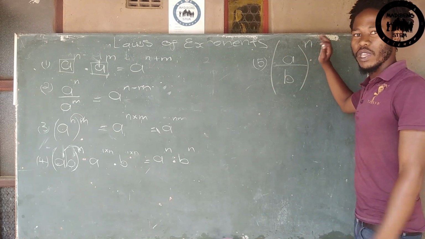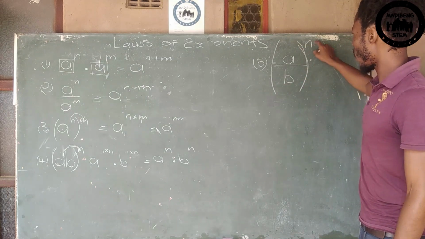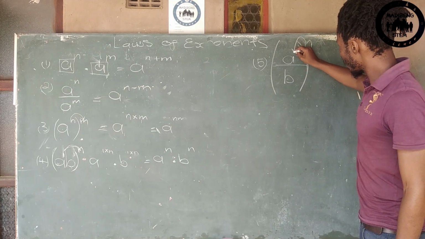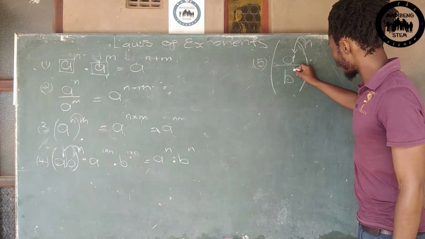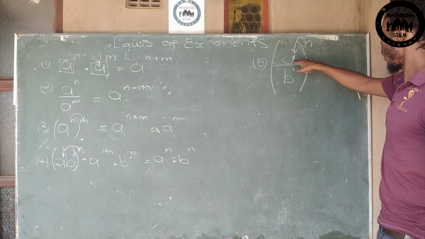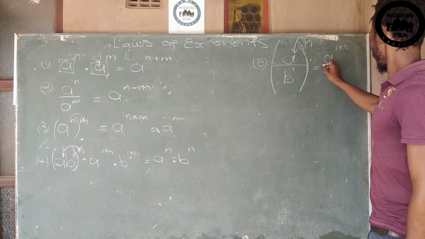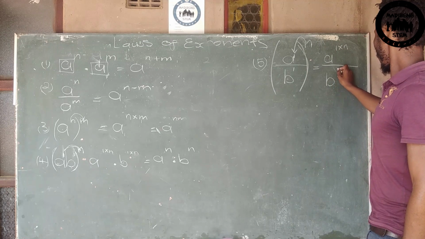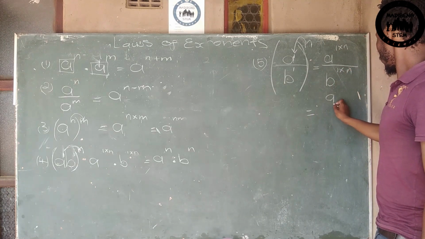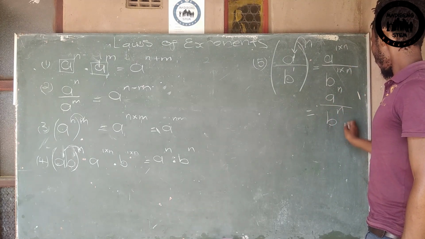So with these different bases, we raised this term to the power of n. So we have to distribute this n by multiplying it with this 1 here. There is 1, there is also 1 here. So it will give us a to the power 1 times n divided by b to the power 1 times n. So this gives us a to the power n divided by b to the power n.